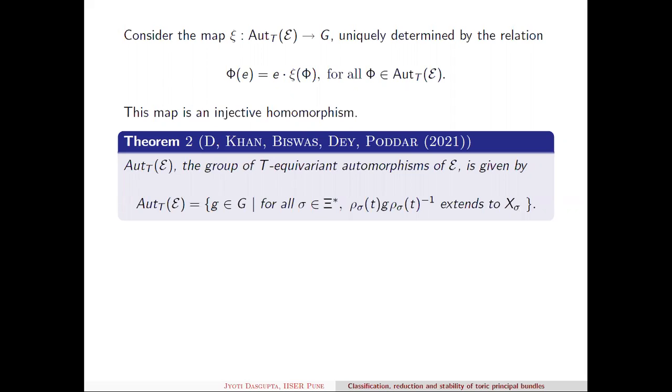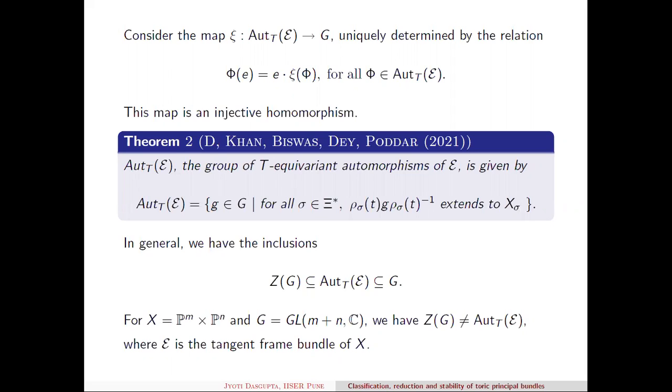Now in general, we have this inclusion that the automorphism group contains the center, and it is contained in the group G, but these inclusions can be strict, as can be seen from this particular example. When we consider the product of projective spaces, G is the general linear group and E is the frame bundle associated to the tangent bundle over X, then in fact ZG is strictly contained in the automorphism group.